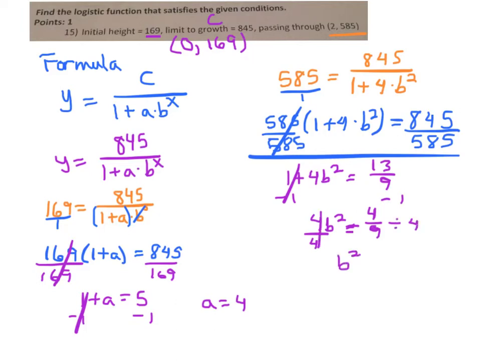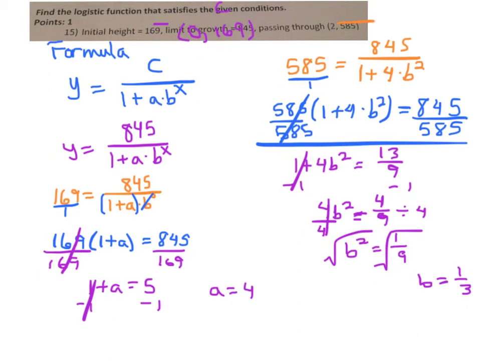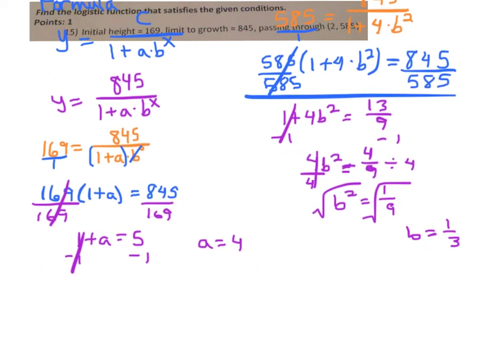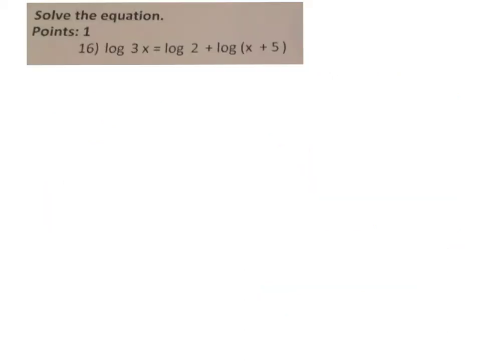So that's b squared equals, dividing by 4 is like multiplying by a fourth. So that's 1/9. Square root, we get b equals 1/3. So that means that our equation would be y equals 845 over 1 plus 4 times 1/3 to the x.